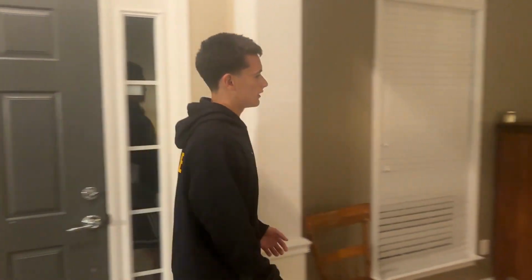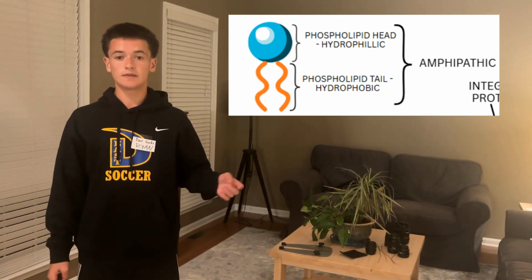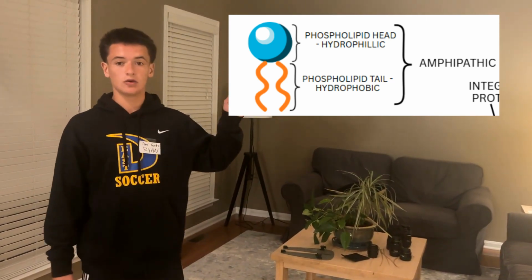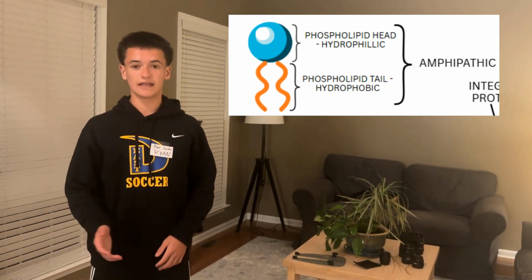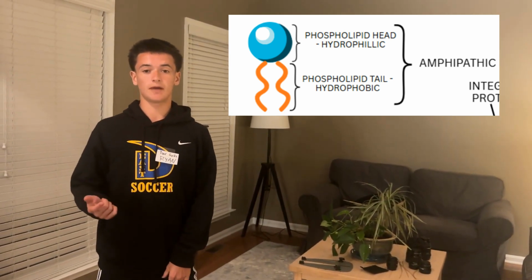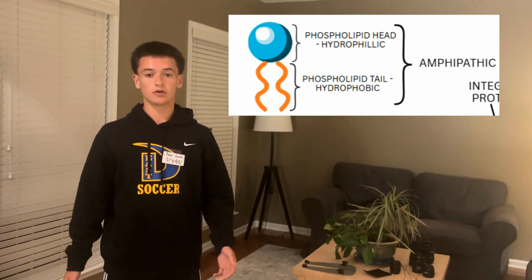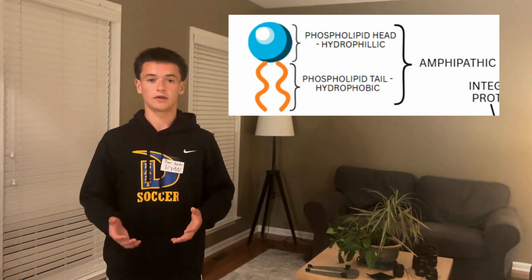Now if we take a walk over here, right here we have the phospholipid bilayer, which is the foundation of our membrane. Each molecule has a hydrophilic head, which attracts water, and hydrophobic tails, which avoid water. Since they have both hydrophobic and hydrophilic parts, it is called amphipathic. The heads face outwards towards the water environments around the cell, and the tails face inward, forming a protective barrier.